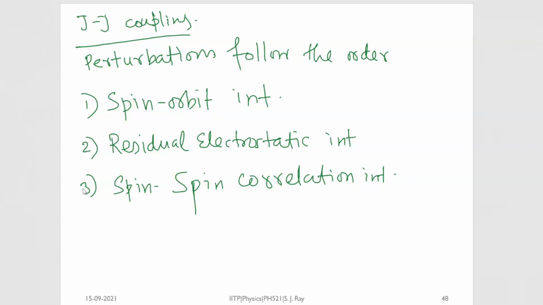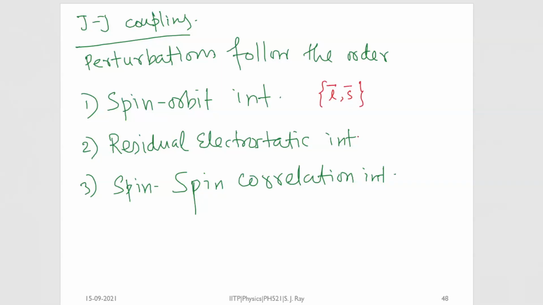Let us now have a look at the details of jj coupling. Here the perturbations follow a particular order. First we have to take into account the spin-orbit interaction, that is, the coupling between L and S.